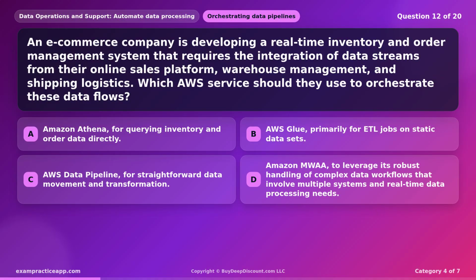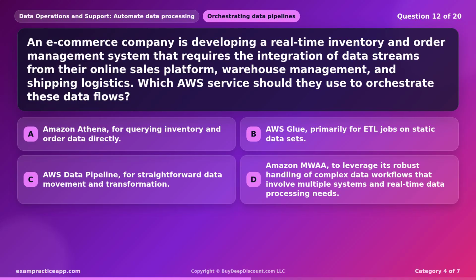Option A, Amazon Athena, for querying inventory and order data directly. Option B, AWS Glue, primarily for ETL jobs on static data sets. Option C, AWS Data Pipeline, for straightforward data movement and transformation. Option D, Amazon MWAA, to leverage its robust handling of complex data workflows that involve multiple systems and real-time data processing needs. Take a moment to choose your answer.